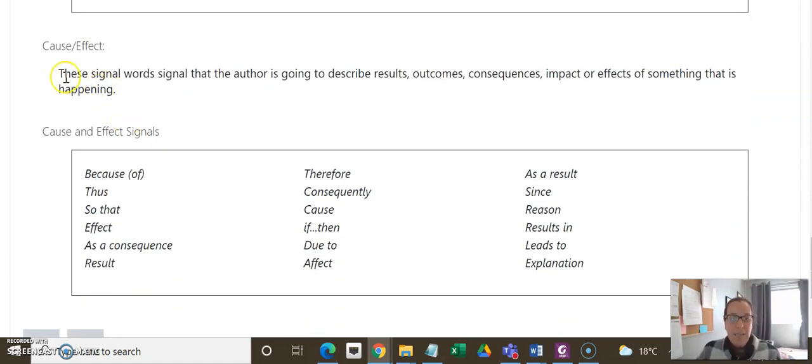Cause and effect. These signal words are going to tell us that the author is going to describe results, outcomes, consequences, impacts, or effects of something that is happening. So maybe the whole paragraph is about, you shouldn't smoke. And you could say a consequence of smoking is, or something along those lines.